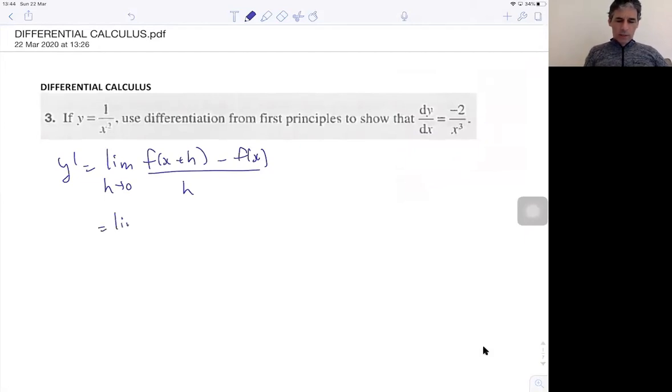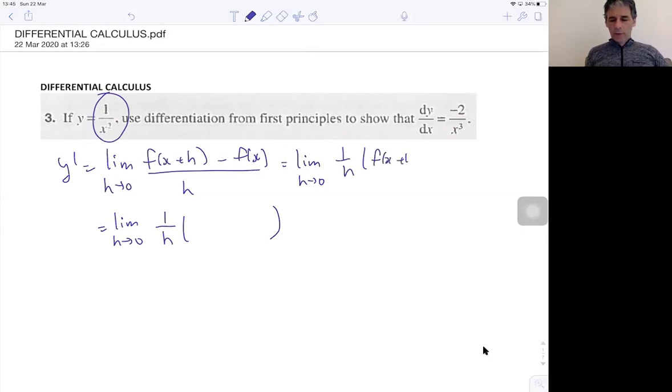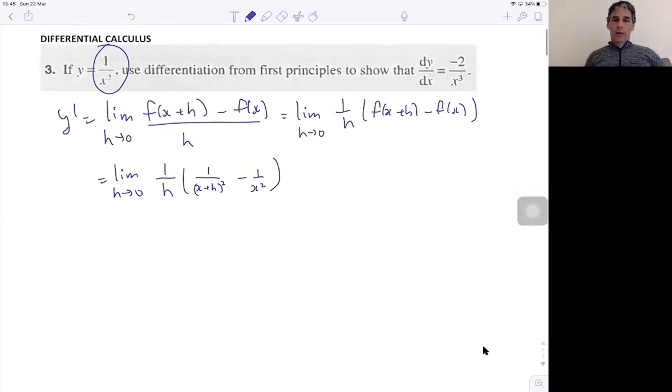And so now we take our function that we're given here, which is 1 over x squared, and since it's a fraction itself, I'm going to rewrite this as, instead of everything divided by h, f of x plus h minus f of x times 1 over h. That will avoid having fractions over fractions. So f of x plus h is 1 over x plus h squared, and f of x is just minus 1 over x squared. Okay, and we're taking the limit of this whole thing.